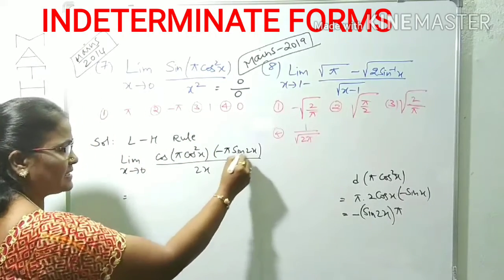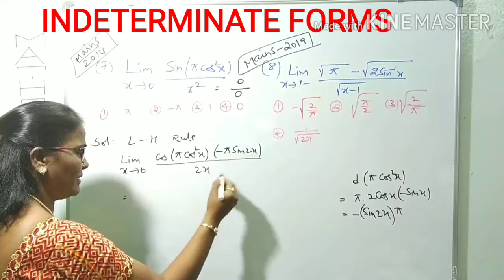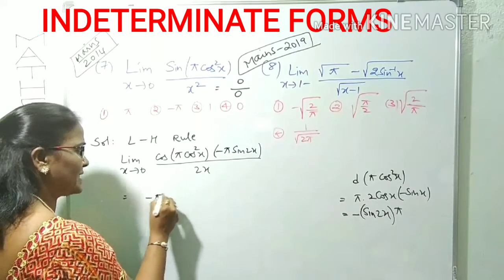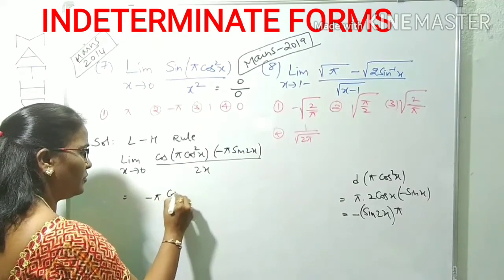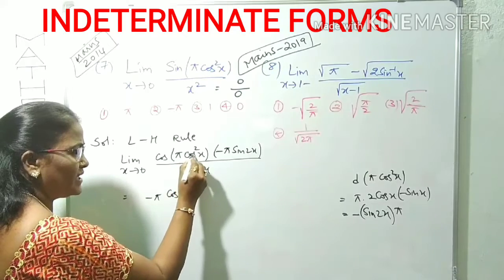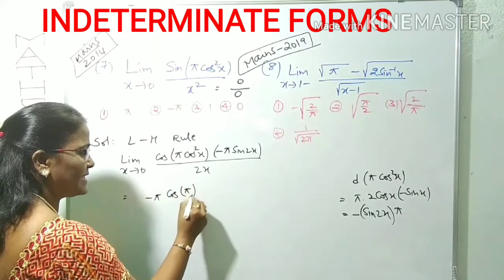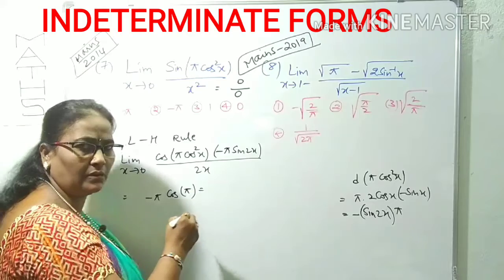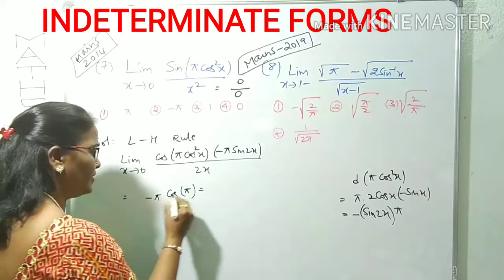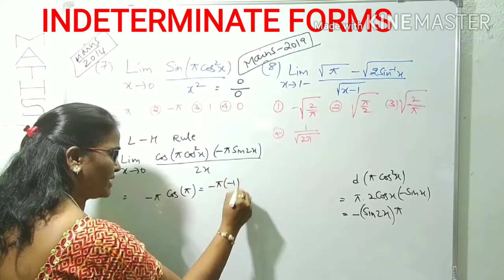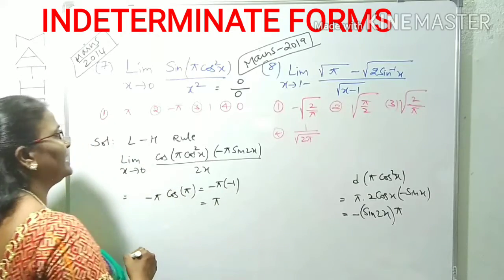Like sin 2x by 2x is 1, it becomes here minus pi, next cos of pi cos square 0, which is 1, that is cos pi. You know the cos pi value well. What is the cos pi value? Cos pi is minus 1. Therefore this is minus pi of minus 1, which is clearly plus pi. Which option?